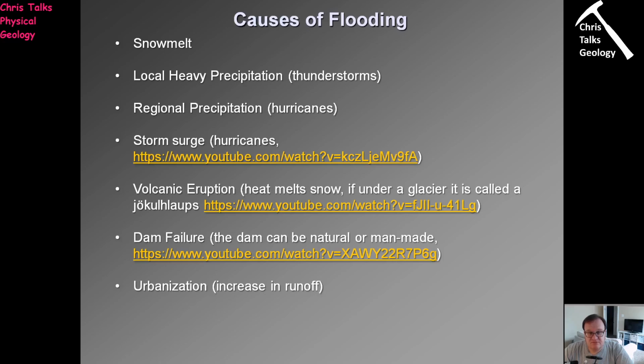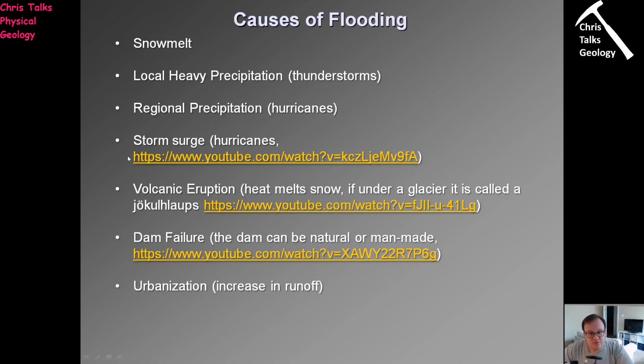Obviously, other causes, the one we're familiar with in the Houston area, heavy precipitation, so thunderstorms, and also regional precipitation, hurricanes. So a thunderstorm is a localized event, but a hurricane, on the other hand, will dump huge quantities of water across a very, very large area. So essentially you'll have large amounts of water moving down through your river systems, and essentially that will also lead to a flood.